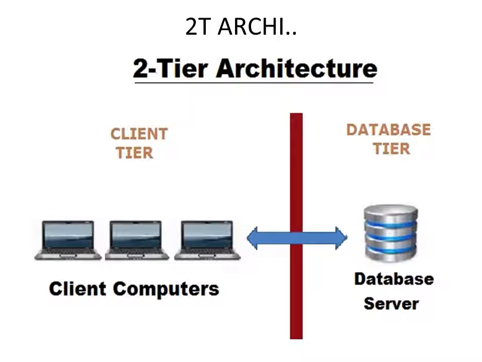So this is the diagram for two-tier architecture. There is a client tier and there is a database tier. The client tier and database tier communicate together. If the client needs any data, the client requests it from the database tier, from the database server. The database server responds to the client by giving the required data.